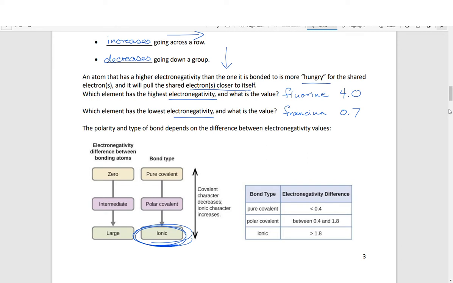In between, that mid-range of a difference, it's not enough to classify it as ionic, but it does end up with this unequal sharing, this polar covalent bonding. Or if there's very little of a difference between them, that would be a pure covalent, or just a covalent bond between them. And so this scale is pulled from a different resource than your textbook.